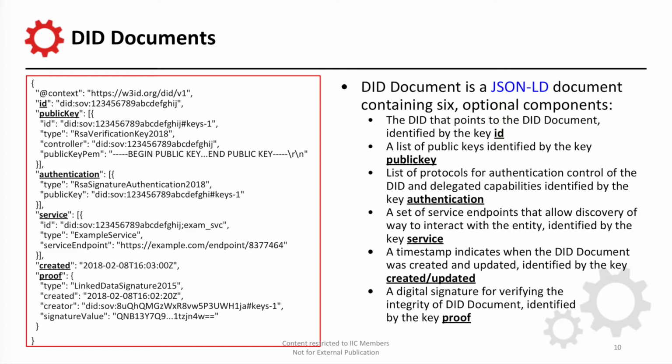Also, they have fields for when this DID document was created and what the proof is, who has signed these DID documents. Okay. This is roughly the structure of the DID documents. Not all the fields are mandatory. It's up to your application to define what you really need.